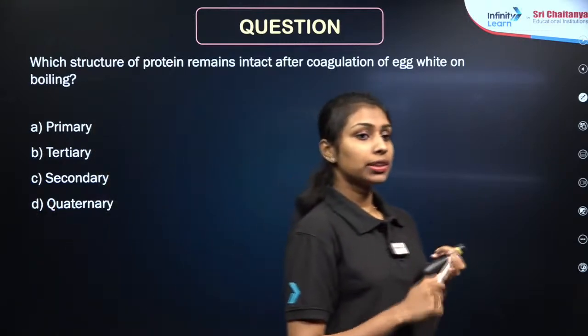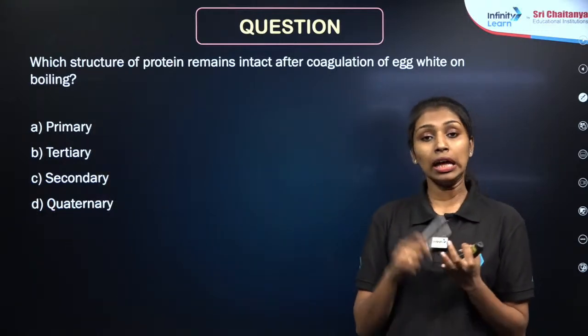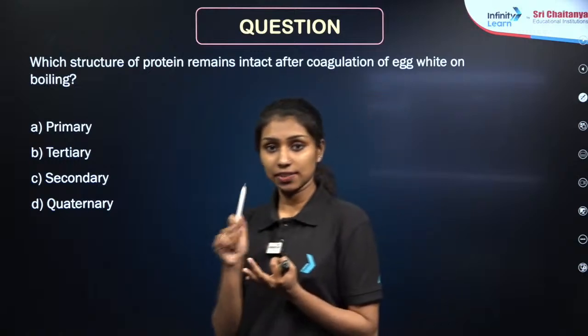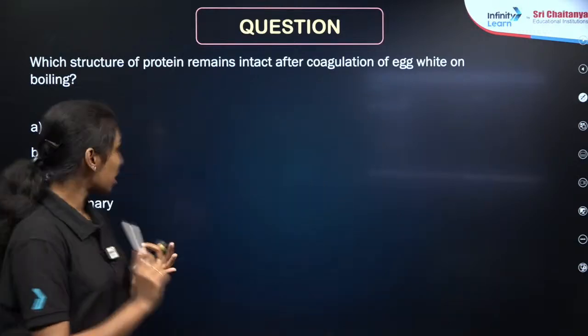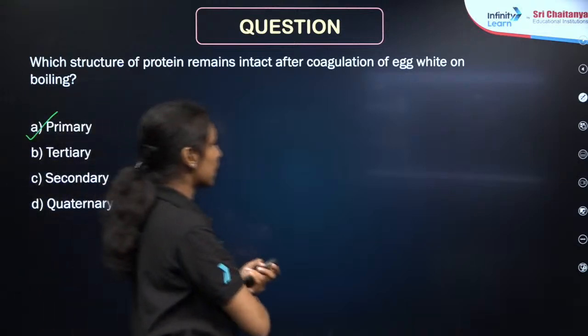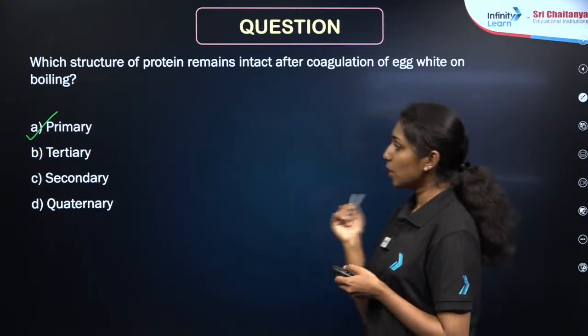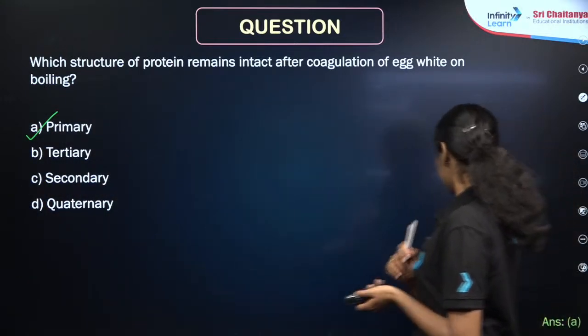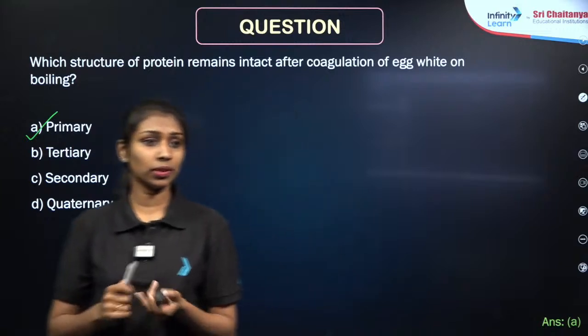So if you are doing that particular denaturation process, secondary and tertiary structure will change, right? But primary structure remains intact. Primary structure remains intact. So here the answer will be option A. Clear?